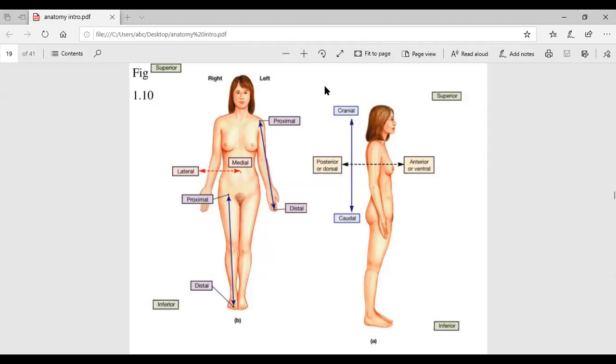Now, what is proximal and distal? Proximal means the parts of the body which are closer to the center of the body. Such things are called proximal. So if you compare the shoulder and the finger of the left hand, the shoulder is closer to the center of the body, to the midline, and the fingers are away from the body. So we compare two things in proximal and distal. Proximal is closer to the body, distal is away from the body.